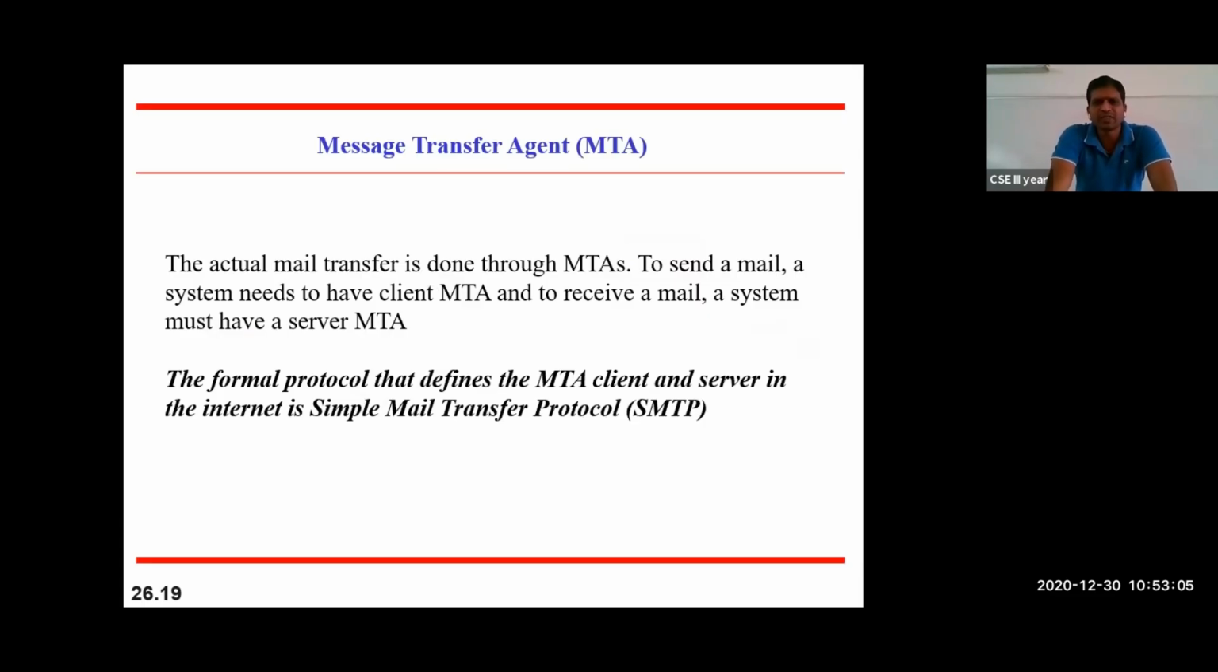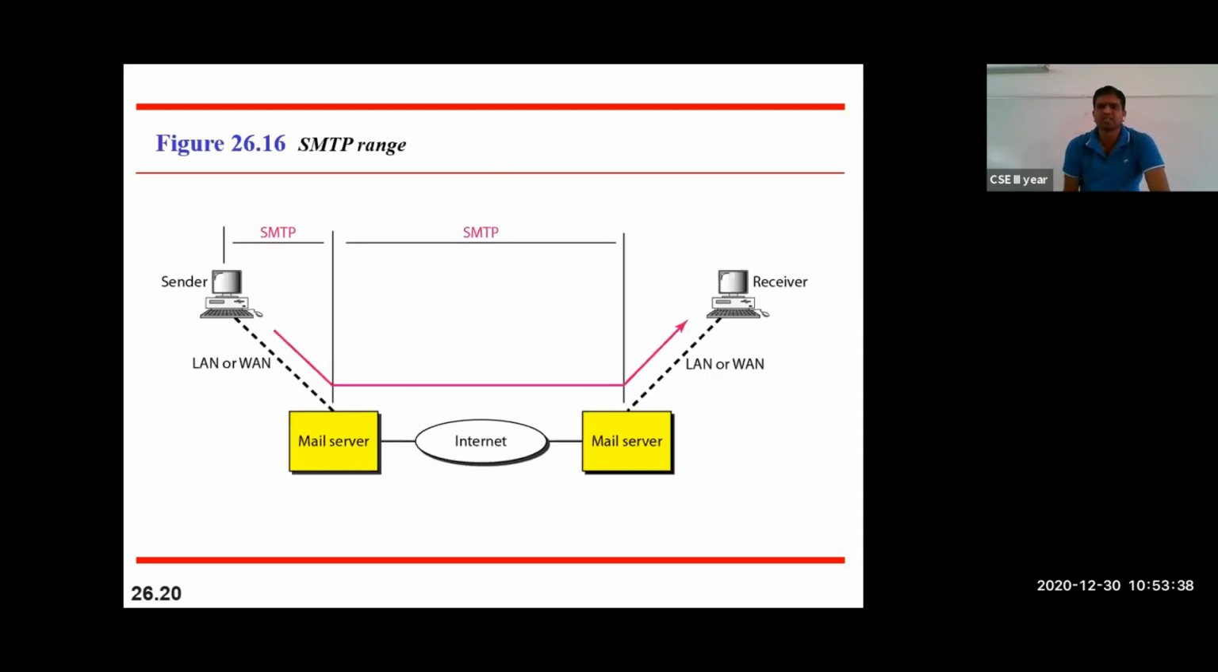Then comes your mail transfer agent. The actual mail transfer is done through MTAs, mail transfer agents. To send a mail, a system needs to have a client MTA. To receive a mail, a system needs to have a server MTA. That's it. Simple. Sending, client MTA; receiving, server MTA. Then the formal protocol that defines mail transfer agent, client and server in the internet is SMTP, Simple Mail Transfer Protocol. That is the protocol that acts as the MTA, mail transfer agent.